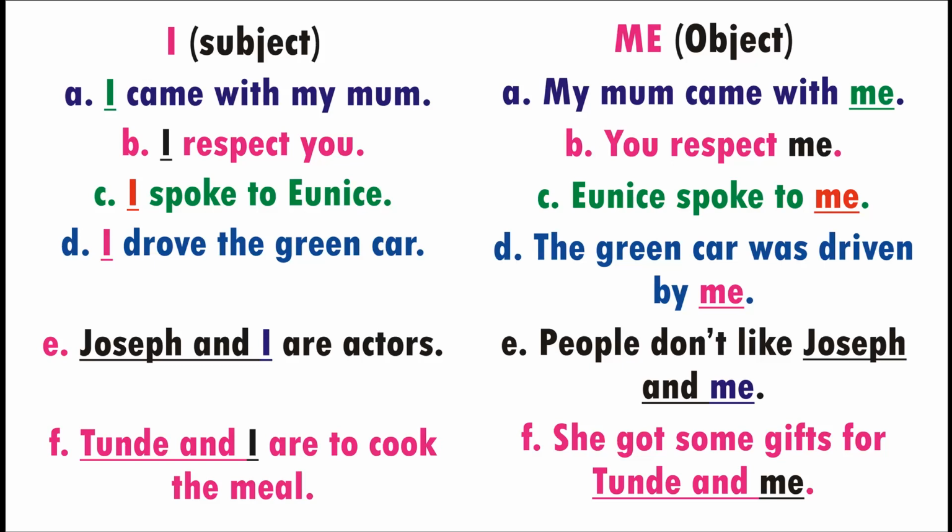Even in example F, Tunde and I are to cook the meal. Try to separate it. Tunde is to cook the meal. I am to cook the meal. Me am to cook the meal. Me cannot function there. So it is I am to cook the meal. Then it is correct to say Tunde and I are to cook the meal. So this is another way you can figure out which one is appropriate. Is it me or I?